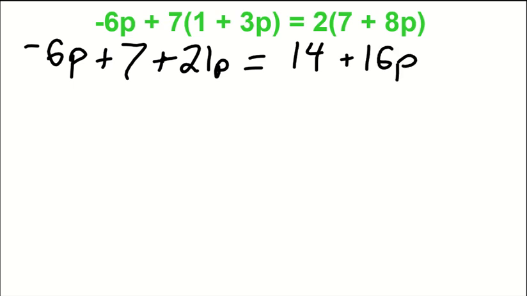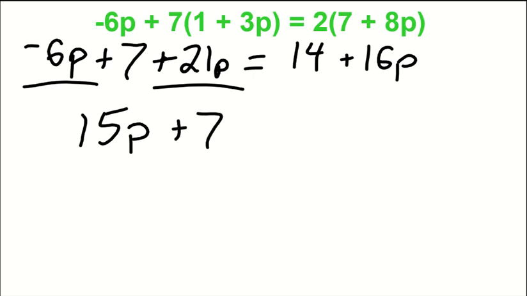We got some like terms we can combine on the left side. So I got 21p and a -6p. That makes 15p. Still got plus 7 equals 14 plus 16p.